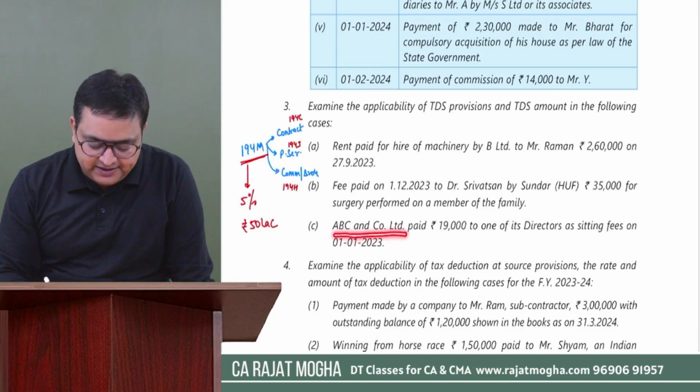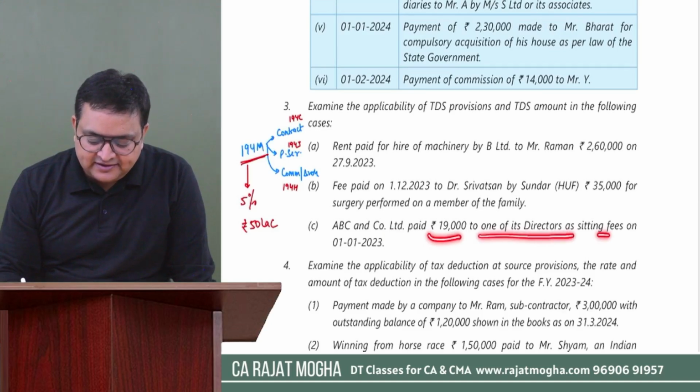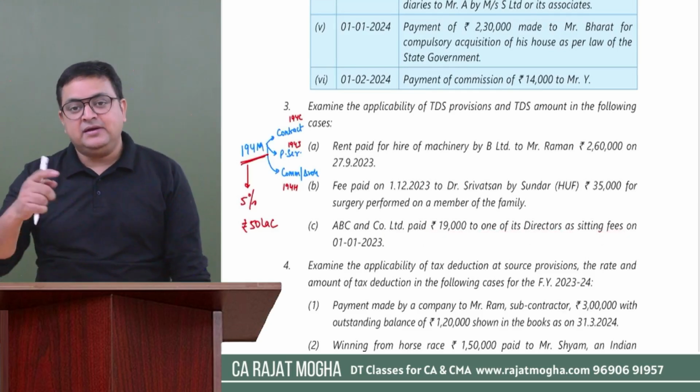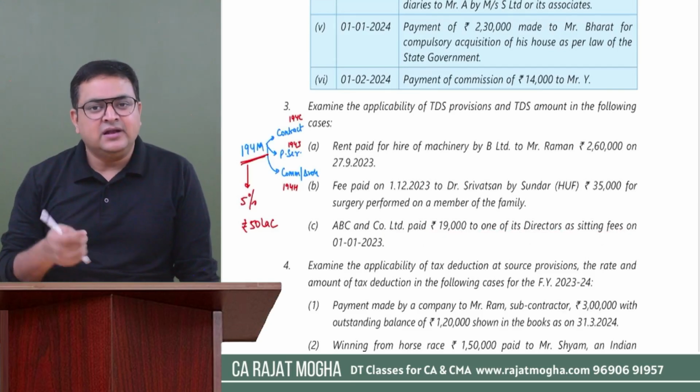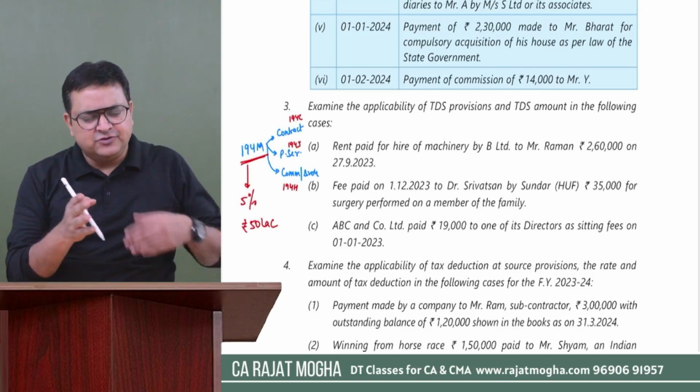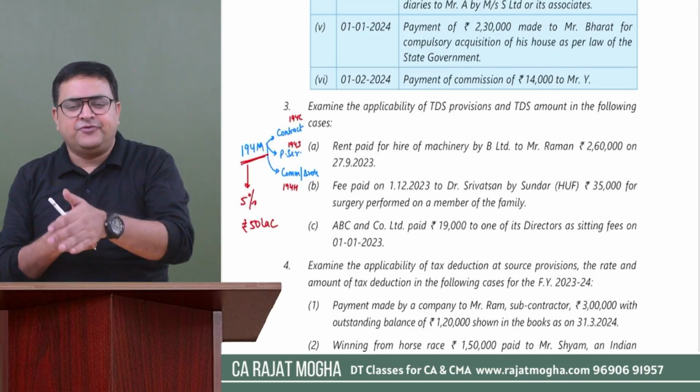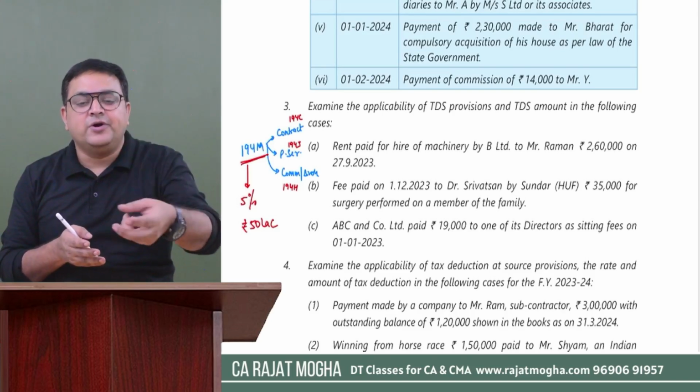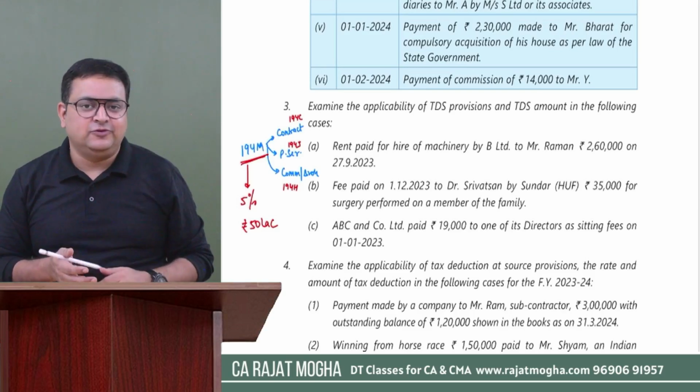C point. ABC and Company Limited, it's a company limited, paid 19,000 to one of its directors as sitting fees. Okay, we are paying to the director as sitting fees. Which section? 194J. 194J covers technical services, professional services, royalty, non-compete fees, and director fees also.